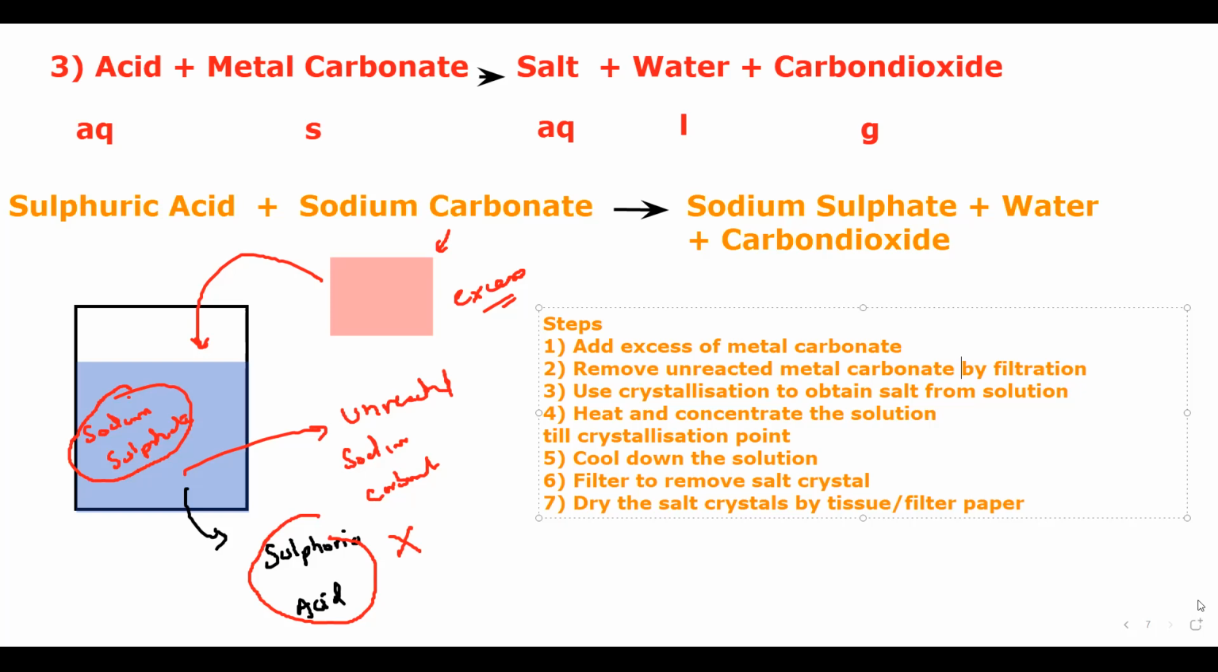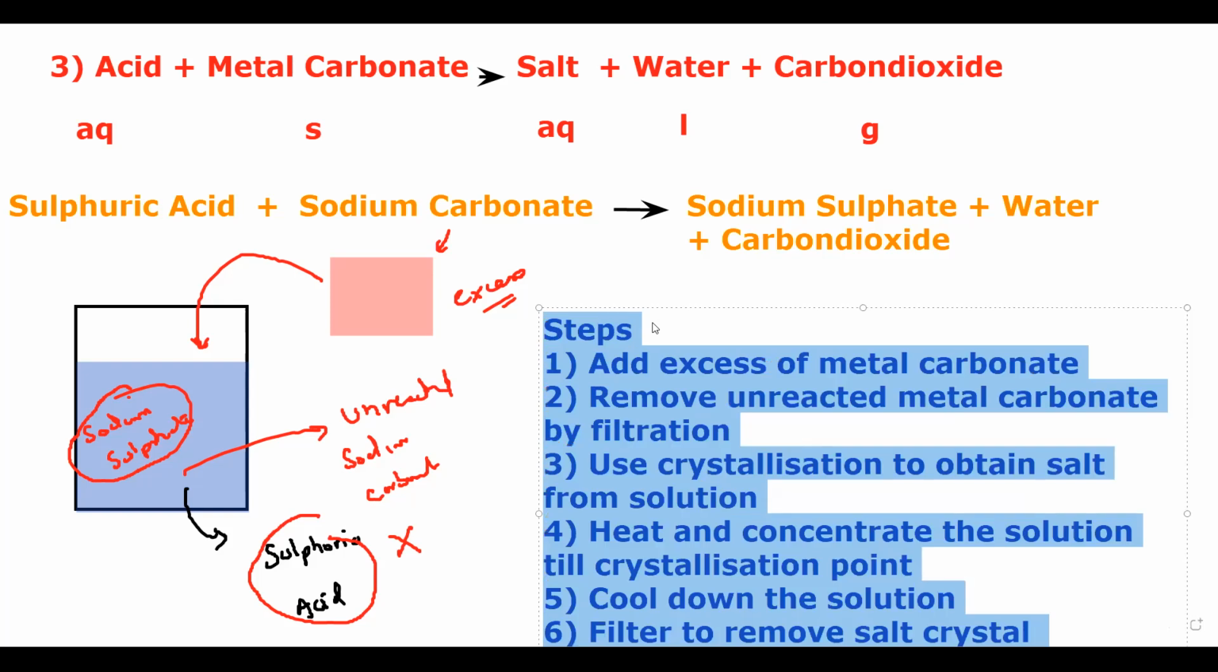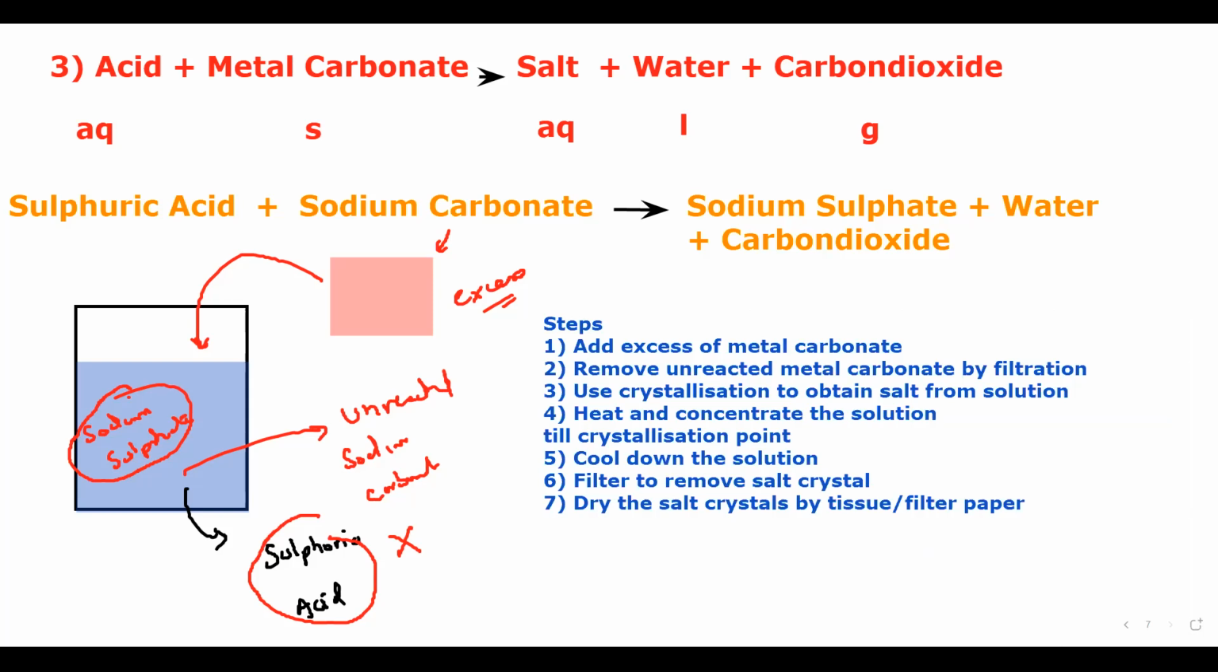The unreacted metal, metal carbonate or metal oxide is removed by filtration, and then after filtration we use the process of crystallization to obtain the salt from the solution. Is this technique clear? Any doubt on this point? That is how we obtain a salt from the three methods?